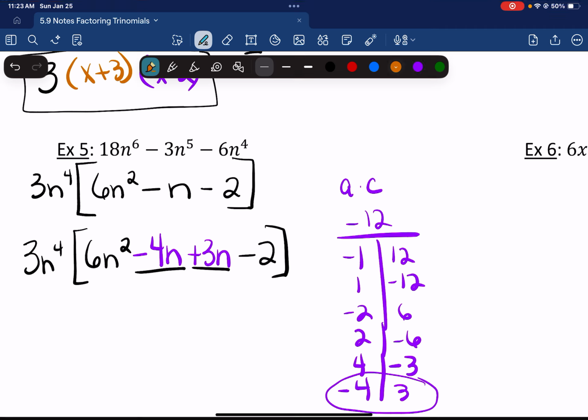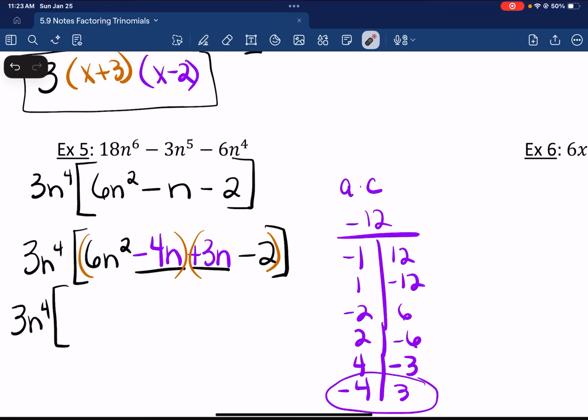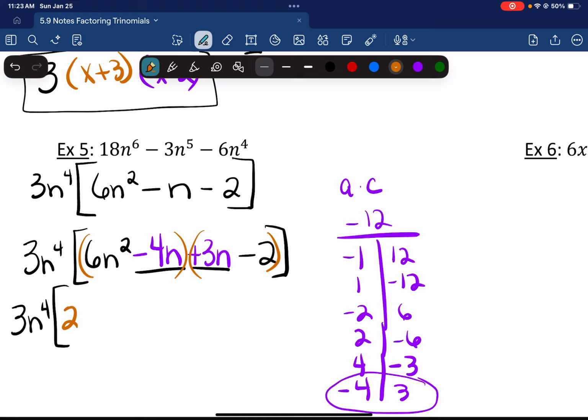And we'll go ahead and group together our terms. Here are our first two terms and our last two terms. So let's go ahead and bring down our GCF, 3n to the 4th power, bracket. What can we factor out of 6n squared minus 4n? Well, both of these are divisible by a 2n. So let's factor out a 2n. And when we divide out a 2 and an n, we're left with 3n minus 2.